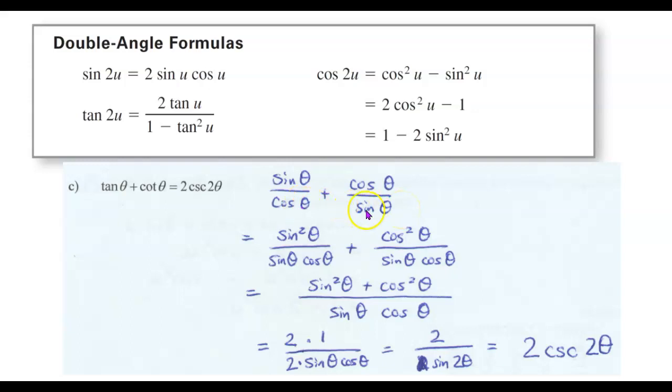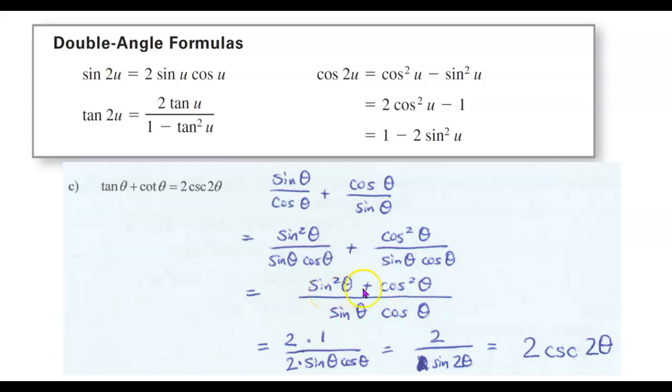Now let me get a common denominator so that I can add these fractional expressions together. If I want these to have the same denominator as each other, I've got to take the first fraction and multiply by the missing sine theta on top and on the bottom, and take the second fraction and multiply it by the missing cosine theta on top and on the bottom. And now that they have the same denominator, I can combine them into sine squared theta plus cosine squared theta all over that common denominator, sine theta times cosine theta.